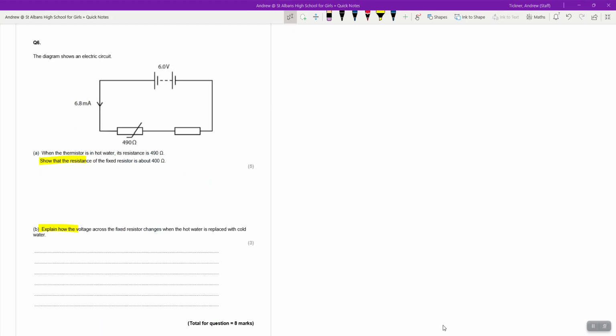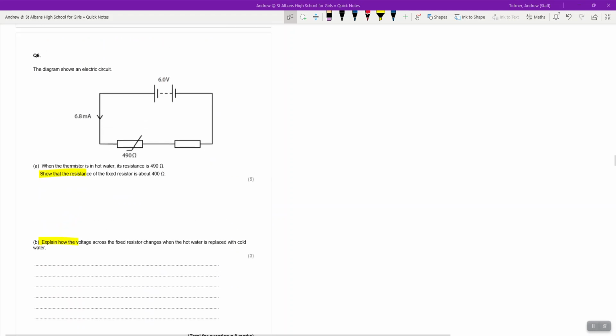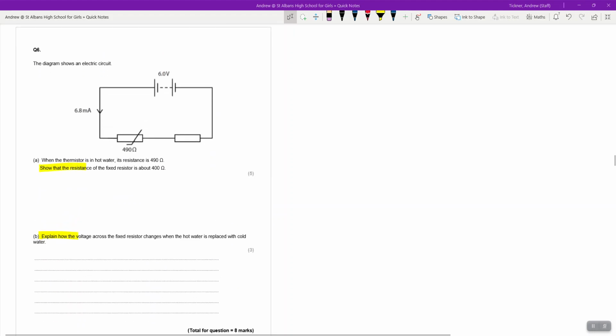Okay, question 6. We've got an electric circuit. We've got a 5-mark question. So this one is fairly, it's a lot to do, possibly. We want to show that the resistance of this fixed resistor in this circuit is about 400 ohms. We want to somehow show that that is about 400 ohms, even though that looks like 460. So I'm going to correct that because that's very annoying. So we want to show this is about 400 ohms.